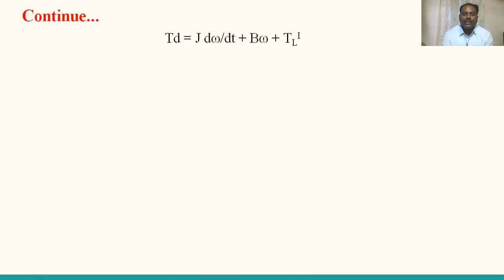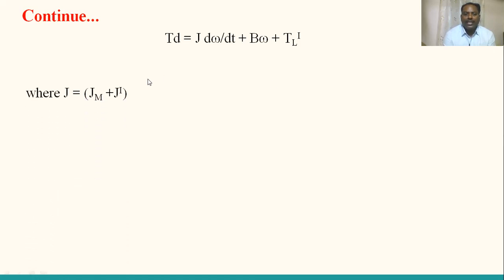So what is the torque balance equation? TD is the torque developed by the motor, equal to J dω/dt plus Bω plus TL dash. J dω/dt is the dynamic torque of a mechanical system, Bω is the friction torque of a mechanical system, and TL dash is the original load torque.